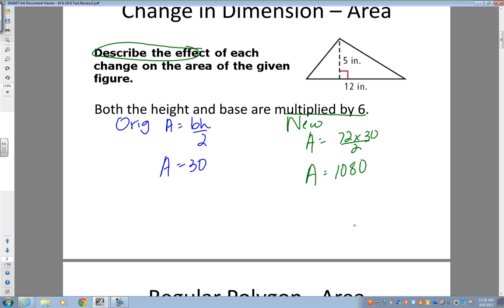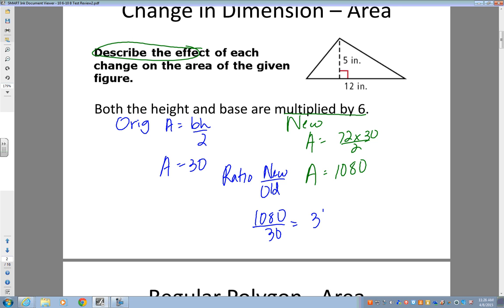To figure that out, if you do this approach, which is fine, you need to look at the ratio. Always compare the ratio of the new to the old, like the new area to the old area. So if I put that in, 1080 over 30 is 36. So that means the area got 36 times greater. So this is 36 times the original. They want to know how much bigger it got.